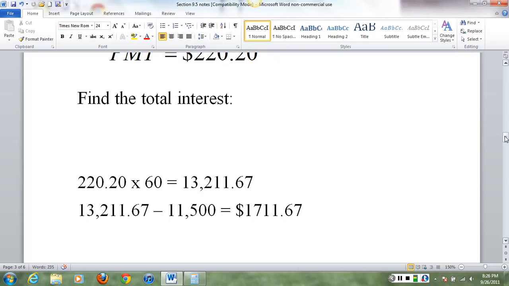So again, whatever the monthly or however many times per year that payment is, multiply by how many times you would have paid it over the entire loan, subtract from that the original loan amount, and the difference is your interest.